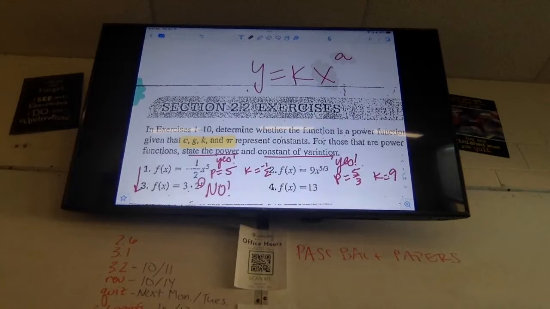All right, now I'm going to do number 4. This is kind of a tricky one. I'm going to say it's yes. I'm going to help you out there. It's yes. What's the power here? Not 1. 0. If I don't have an x there, technically anything raised to the 0 power is 1, but the exponent of 1 means that there would have to be an x there. There's no x there, so it's an x power of 0. So I'm going to say yes, and I'm going to say p equals 0. And what's my constant? 13. Very good.